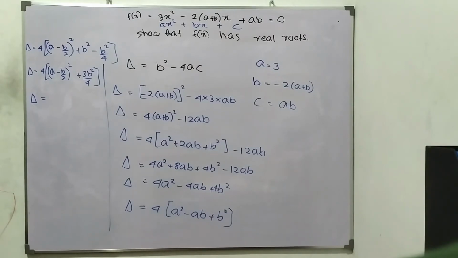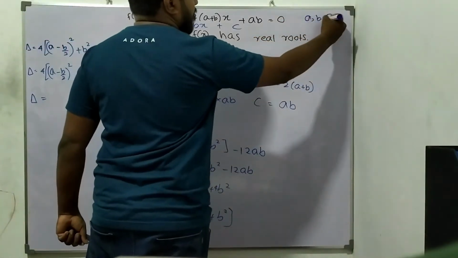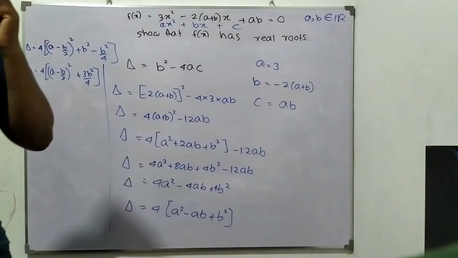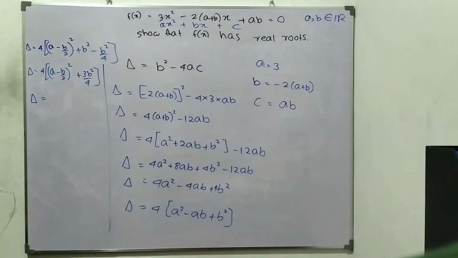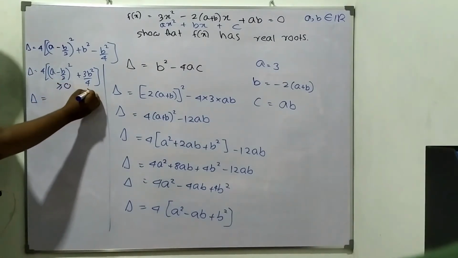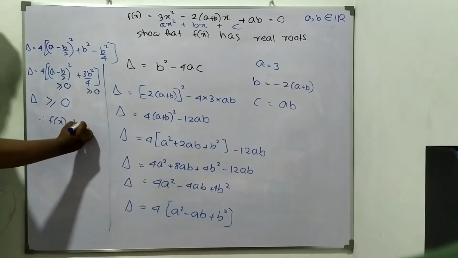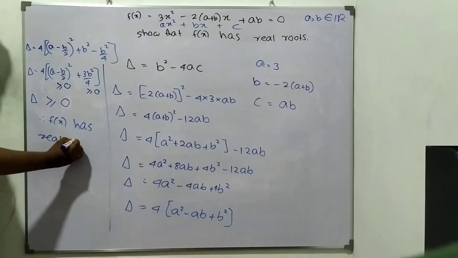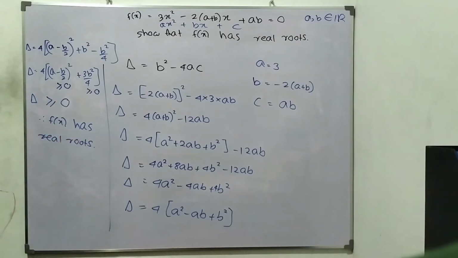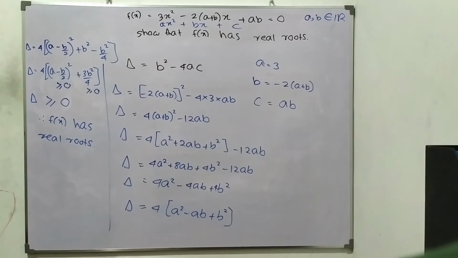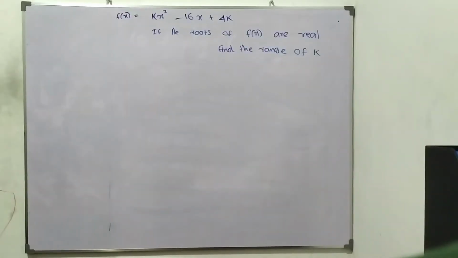Okay, now you can see here they have given that a and b are real numbers. So the first bracket is greater than or equal to 0. 3b squared over 4 is also greater than or equal to 0. Therefore, the discriminant is greater than or equal to 0, and f(x) has real roots. Right. So finally, it has real roots. Discriminant is greater than or equal to 0.